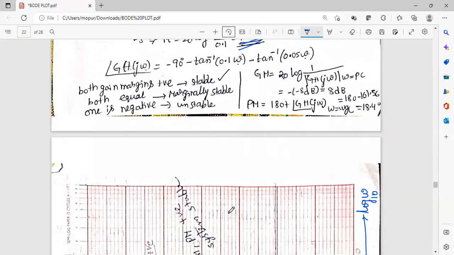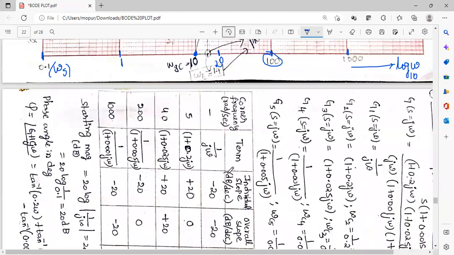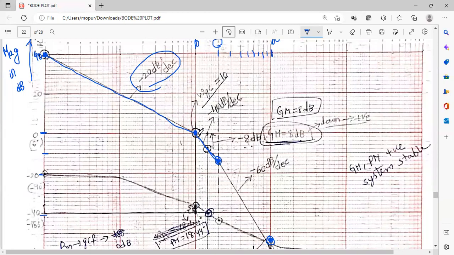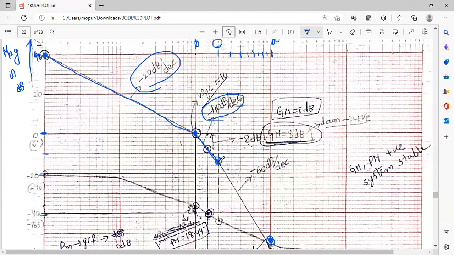So from 10 to 20, this is 10, this is 20. From 10 to 20, it is minus 40 dB per decade. And from 20 to 100, you join this 20 to 100. This is minus 60 dB per decade. That's it. You have drawn the Bode plot. This is the magnitude plot. This total constitutes the magnitude Bode plot. Now we have seen how to draw the magnitude plot. Now let us see how to draw the phase angle plot.